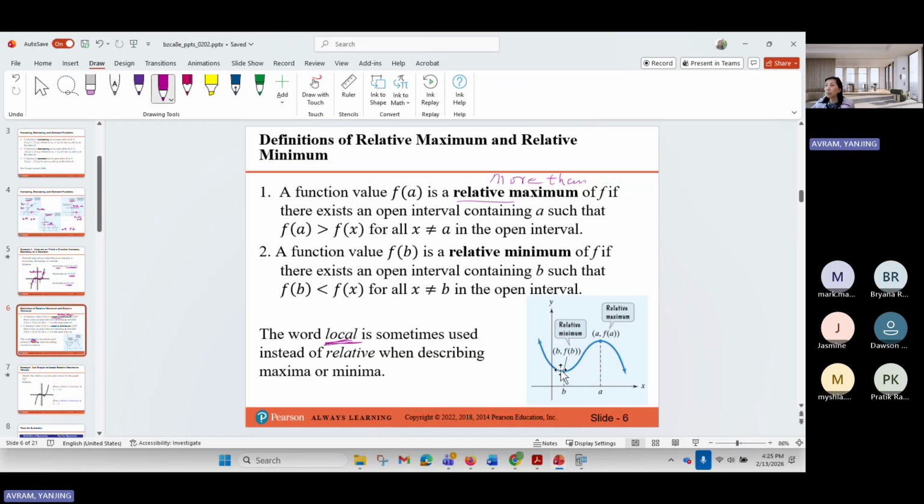So that means compared to my left and right, I'm the highest one. So I'm already a relative maximum. This one you don't call the absolute maximum or just the maximum because this is going up indefinitely. All right, so it's only local. But local means you can have more than one.